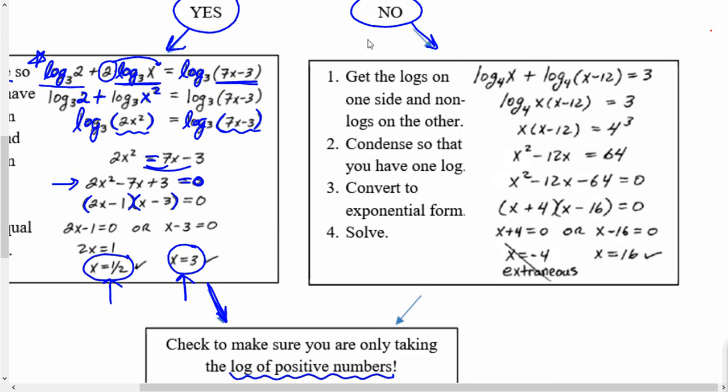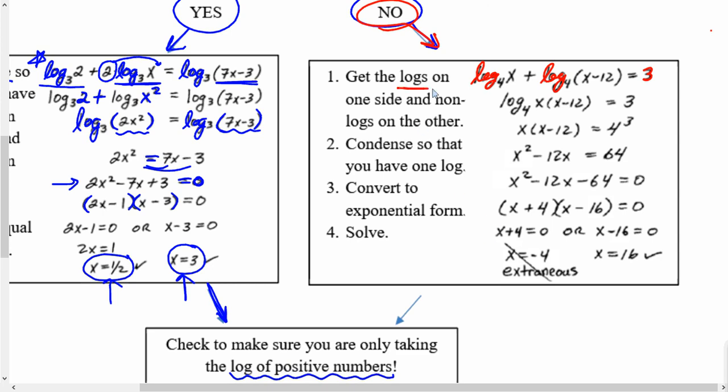The alternative is that not everything is inside a logarithm. An example of that is over here on the right. My first term has a log base 4. My second term has a log base 4. But over here on the right, I have 3. This 3 doesn't have any logarithm with it. When that happens, I have to condense.